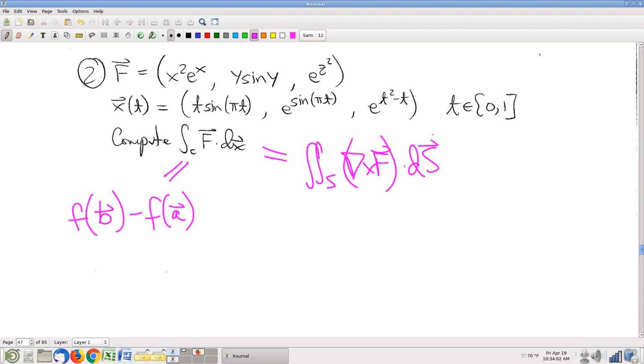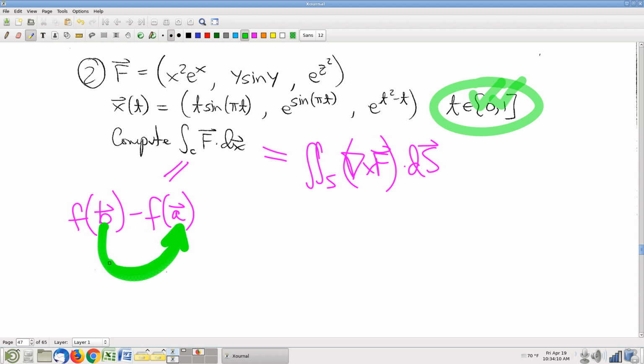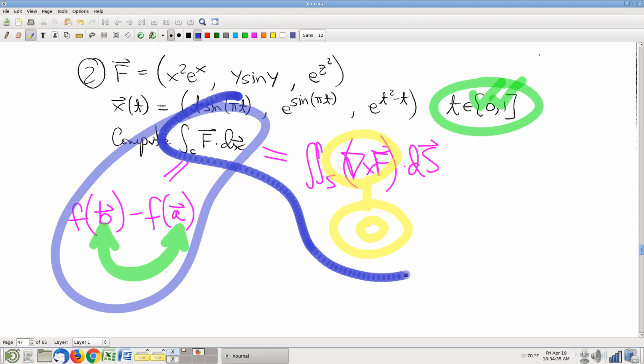So, why? Well, we already agreed that the starting and ending points are the same point, and so this is f of a minus f of a, which is obviously 0. Right? Also, we've already computed the curl of this vector field. The curl is 0, so we're doing a flux integral of 0, which is also 0. So, as to which argument you use, should you do like that, or should you do like that? I don't know. Suit yourself. Whichever one you like better.